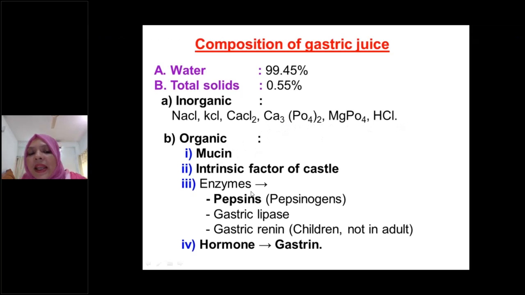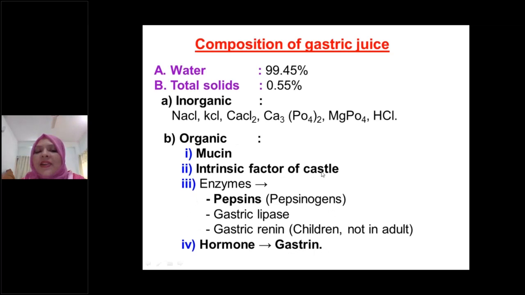This is really a viva question. That is, what are the important constituents of gastric juice? You have to tell these things: mucin, intrinsic factor of Castle, enzyme pepsinogen, hormone gastrin. These are the important constituents of gastric juice.